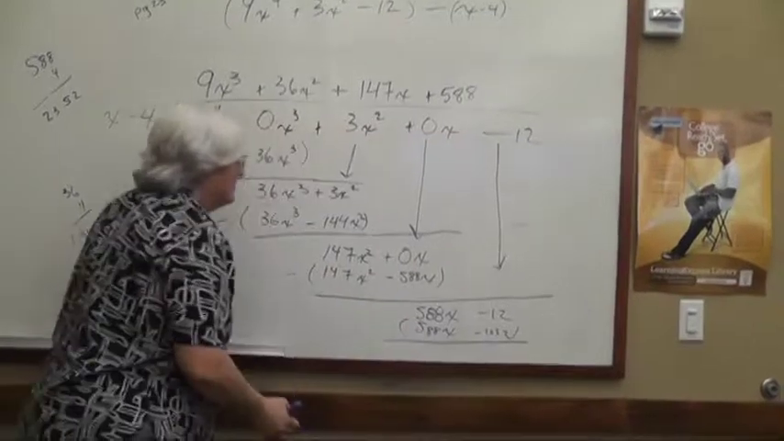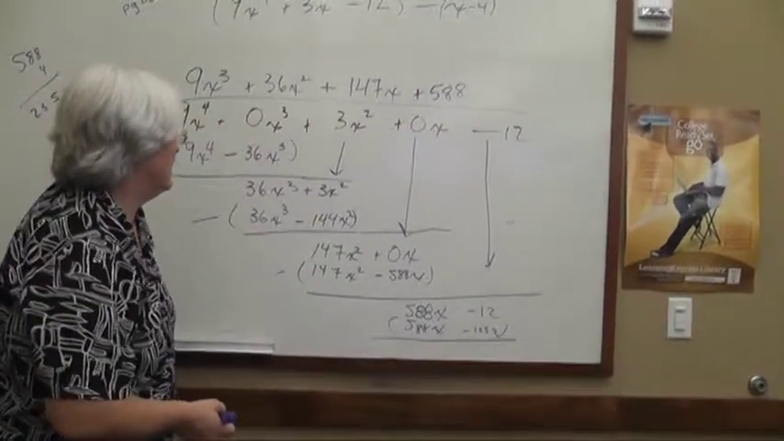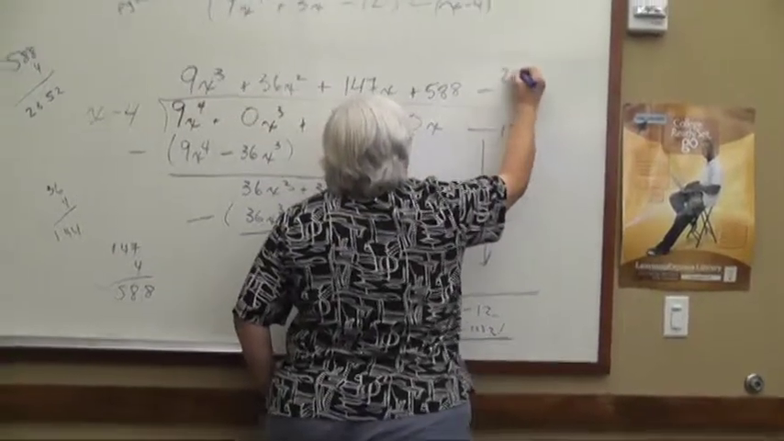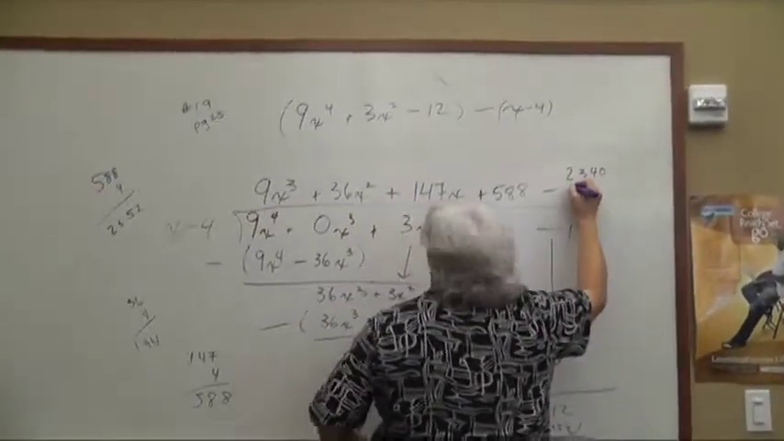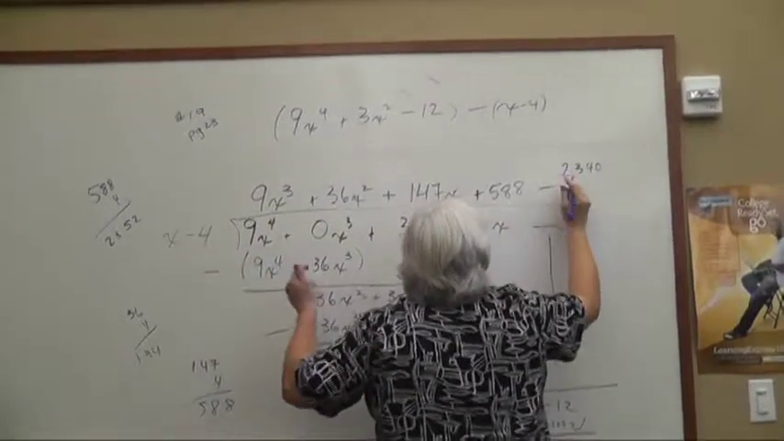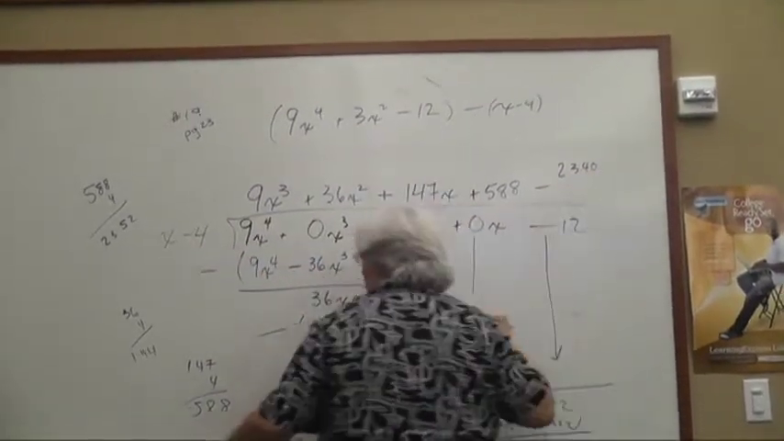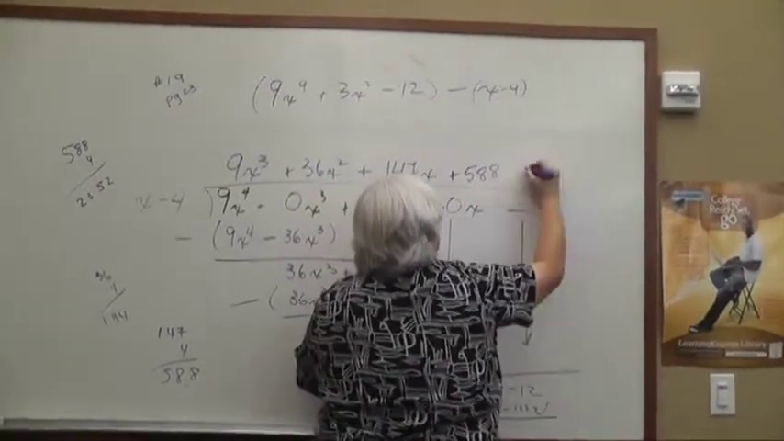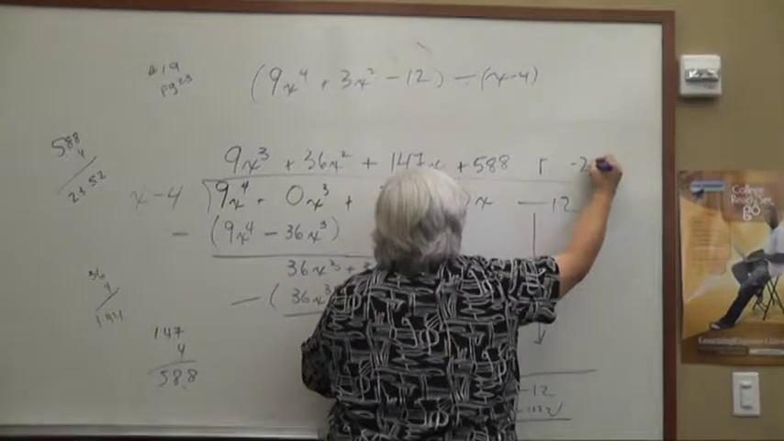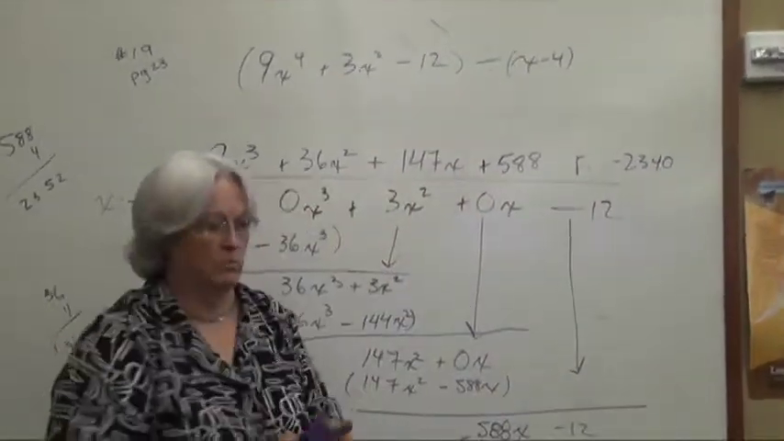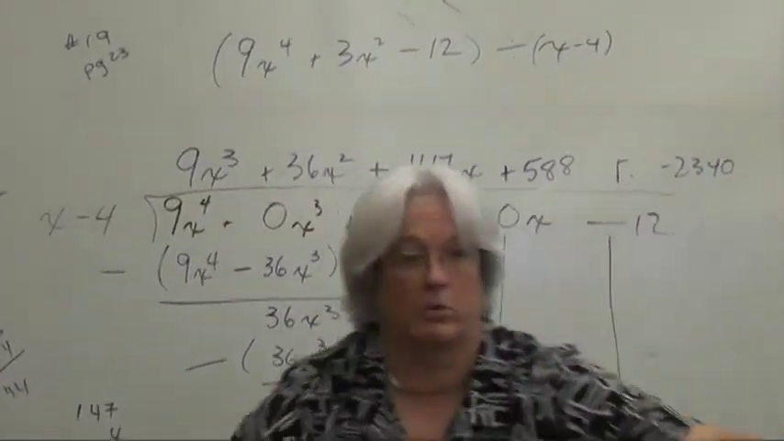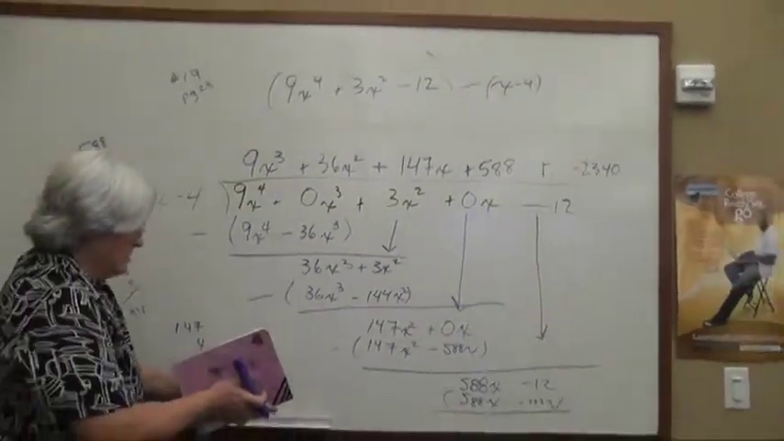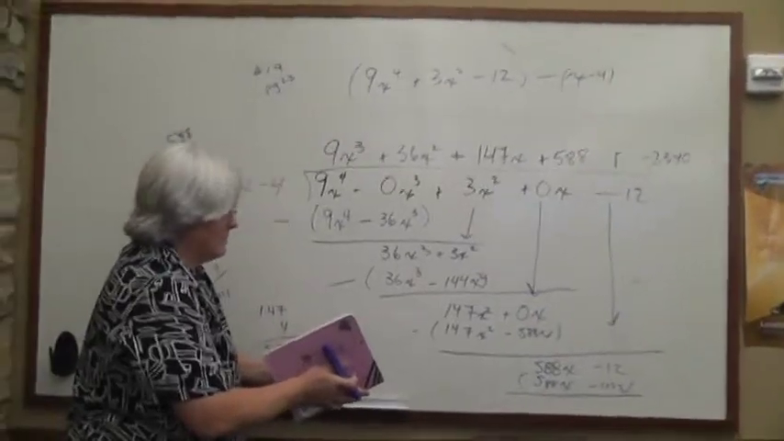Subtract. So that's going to be a negative 2340 over x minus 4, or a remainder of a negative 2340. Let me do this as a remainder. Negative 2340. Drum roll. I sure hope this is an even numbered problem, Rach. It's an odd number. On page 23. I meant odd.